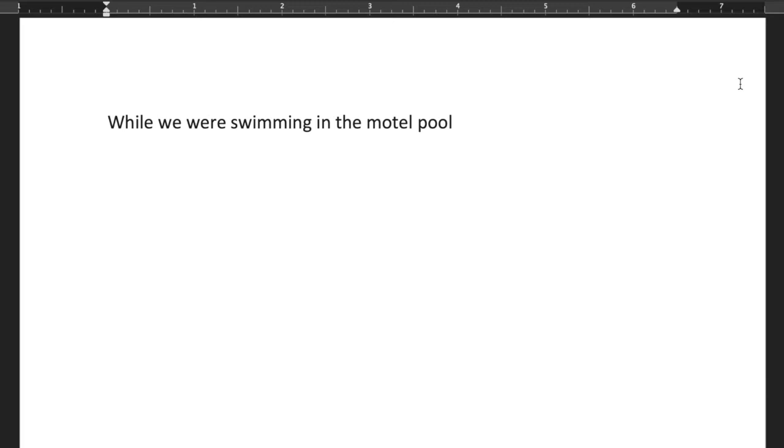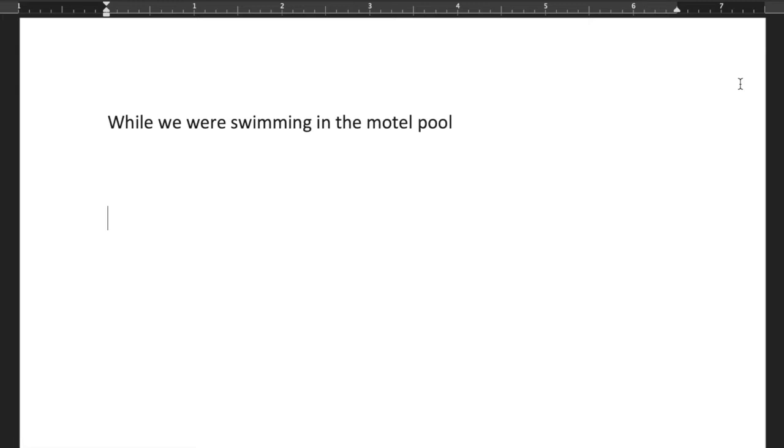Okay, let me go over this idea. This may be confusing to people, but I just want to at least touch on what a dependent clause and an independent clause are. Let's start with this little chunk of language. While we were swimming in the motel pool, this would be a dependent clause. Why? Because it's depending on something that hasn't been added to it yet. And we can feel that, right? You feel that kind of question at the end of it, like what comes next, right? And it's all due to this first word, while.